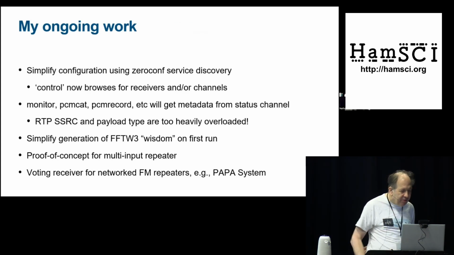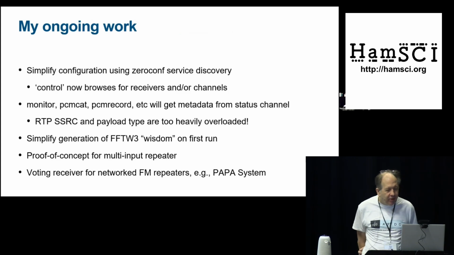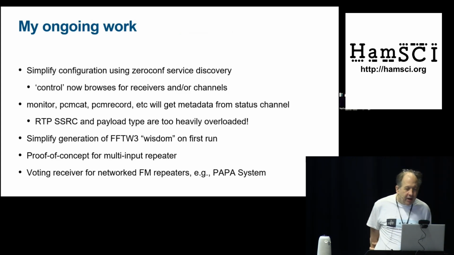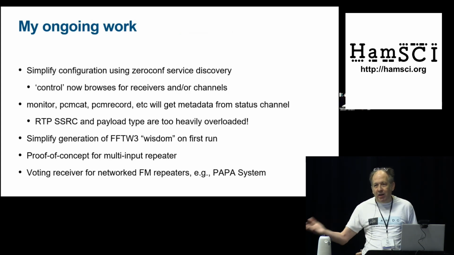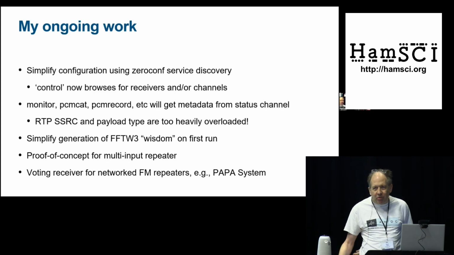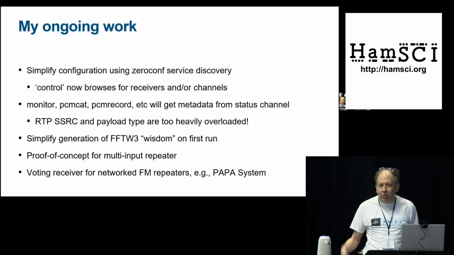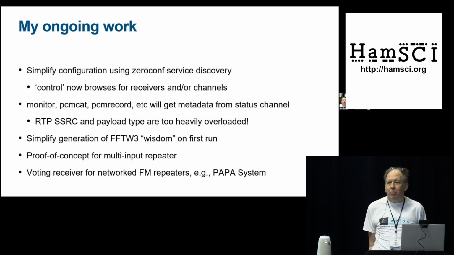Several times I've mentioned using zero configuration service discovery to try to make these things simpler. For example, if you've been using this for a while, the control command required that you specify the radiod instance and the channel you want to control. Now both of those are dynamic. If you say control with no arguments, it'll go out, find out which ones are on the network, give you a list, let you pick one, and then it will show you all the channels that exist on that receiver, and let you pick one.